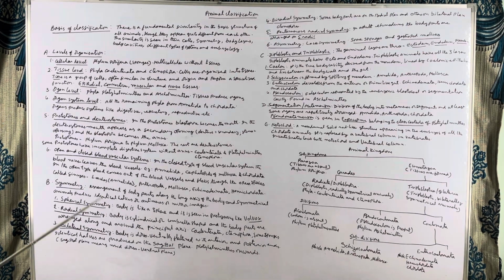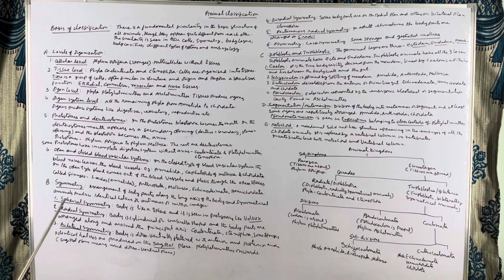First one, levels of organization. We know that all the animals are multicellular. Nowadays, phylum Protozoa is removed from the animal kingdom and it is included under kingdom Protista. So all the animals included under the animal kingdom are multicellular.